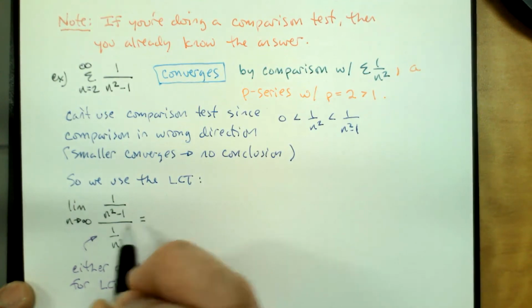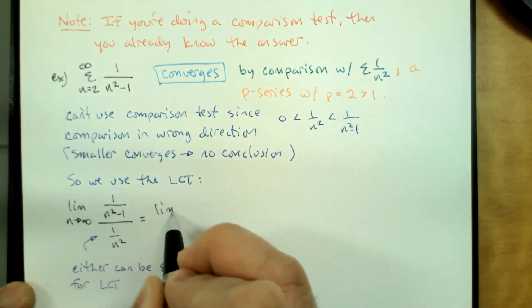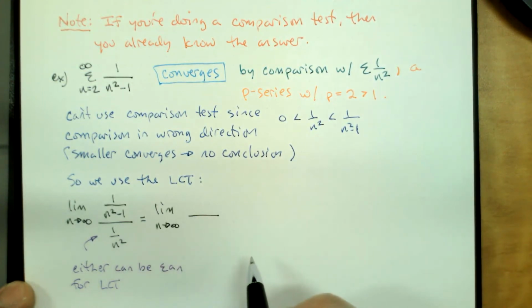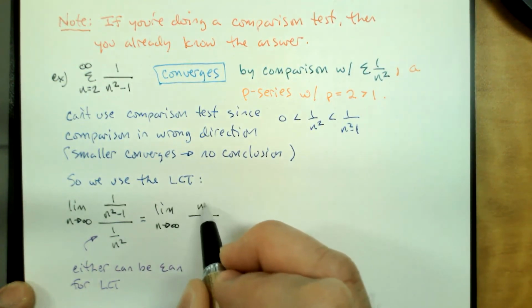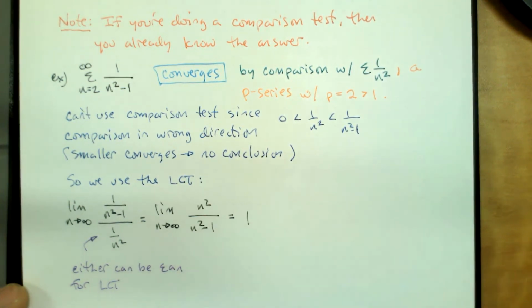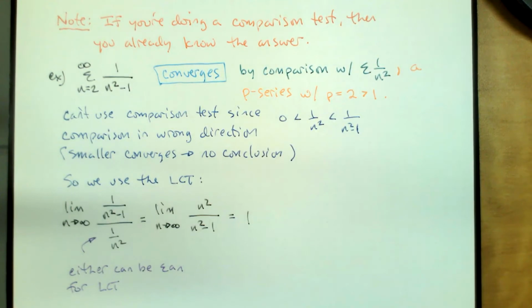So let's fix this fraction. This is the limit as n goes to infinity of n squared over n squared minus 1. And as n goes to infinity, n squared over n squared minus 1 goes to 1, which is a non-zero constant.